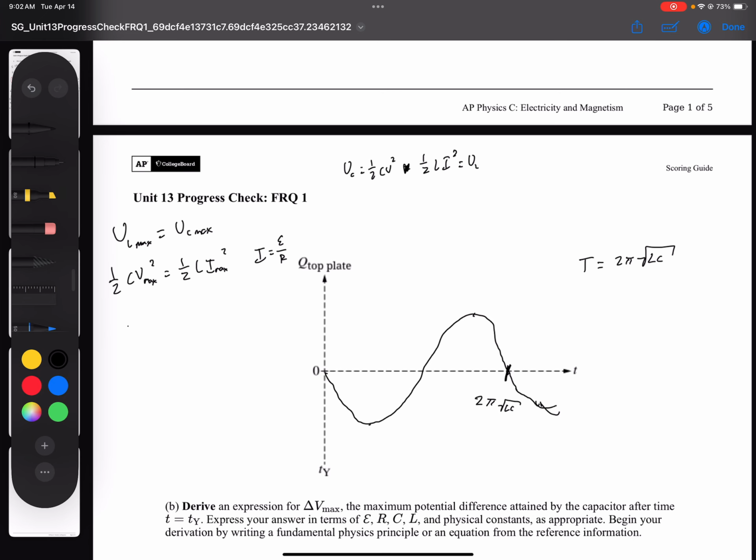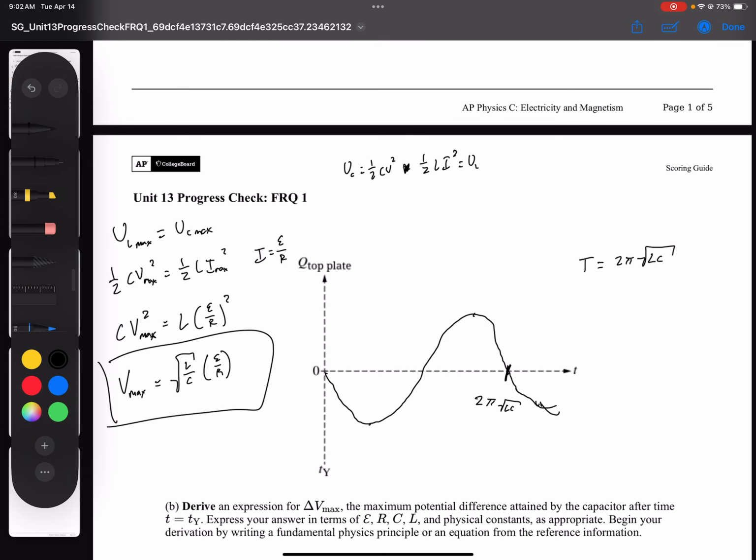All right, so going back to here, we have this expression, and then we just have to solve for the max current. I can multiply both sides by 2. So C Vmax squared is equal to L times epsilon over R, quantity squared. I do a substitution here, and then I'm going to divide both sides by C and take the square root. So my expression for Vmax is the square root of L over C times epsilon over R. And that's how you do the first one.